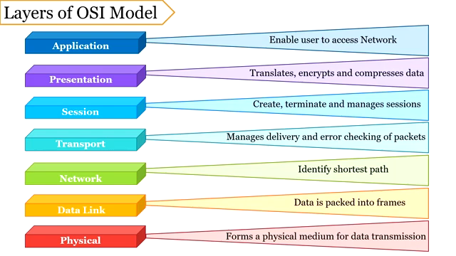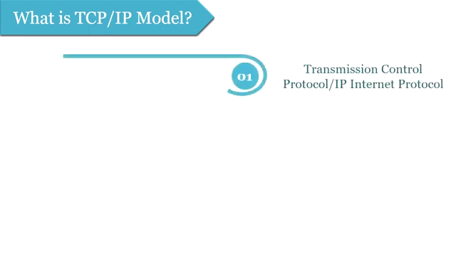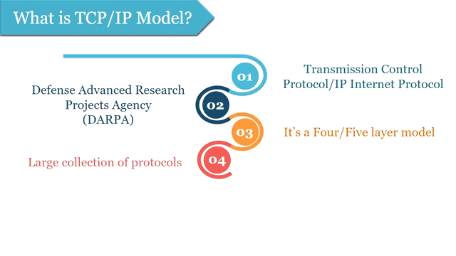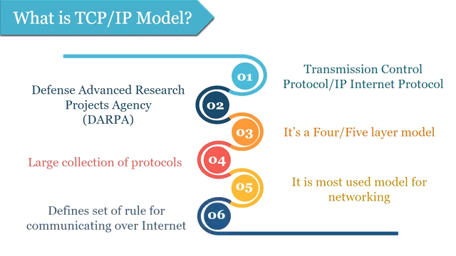Now let us move on to the TCP/IP model that stands for Transmission Control Protocol Internet Protocol. It was funded by Defense Advanced Research Project Agency, that is DARPA. In some books you might find it as a 4-layer model and in some books you might find it as a 5-layer model. TCP/IP is a protocol suite that consists of a large collection of protocols. However, it is the most used model for networking. It defines a set of rules for communicating over the internet.